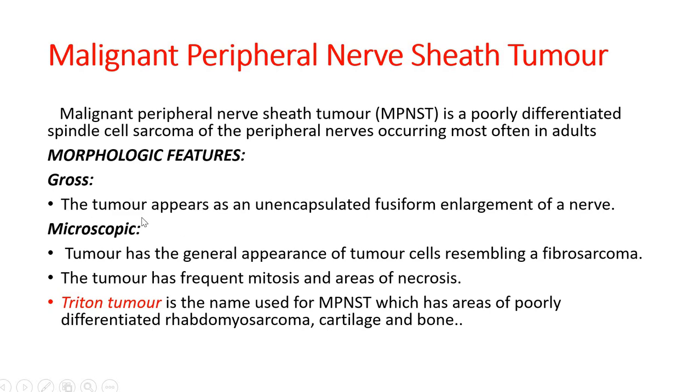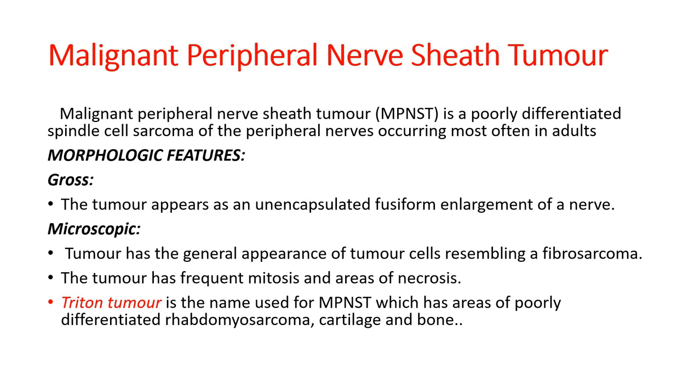Grossly, the tumor is an unencapsulated fusiform enlargement of the nerve. In microscopy, it has general features of tumor cells resembling that of fibrosarcoma. Basically, just like how we see in the neurofibroma, all those cells will be seen, but they are typically very anaplastic, and along with that, the features of malignancy like frequent mitosis and lots of areas of necrosis will be there.